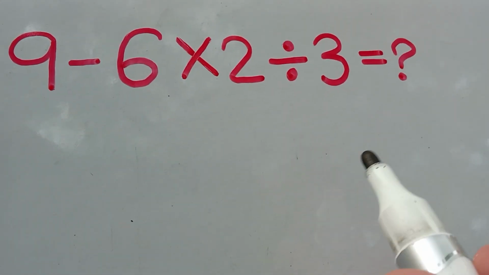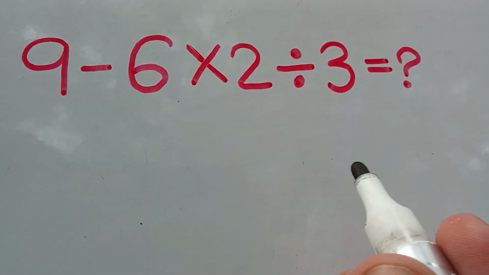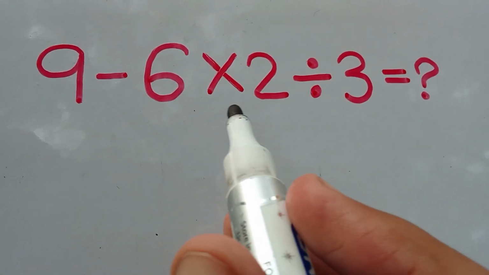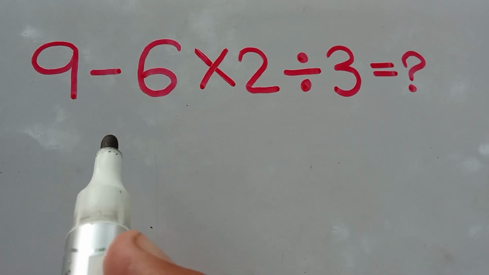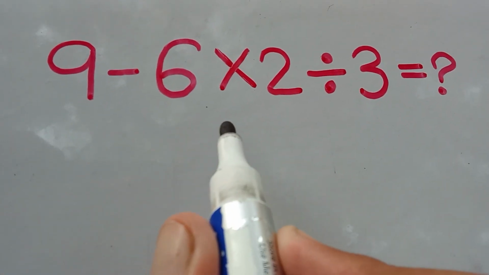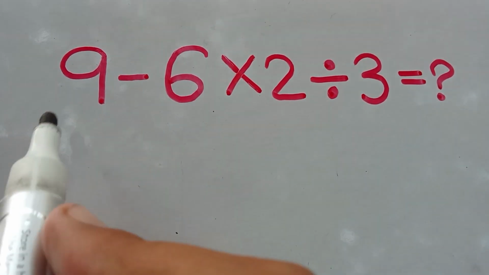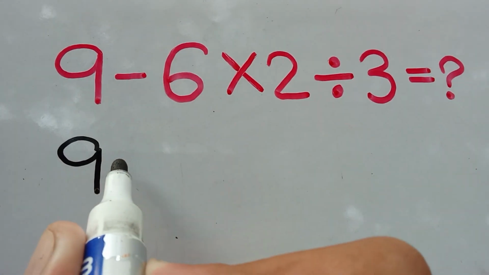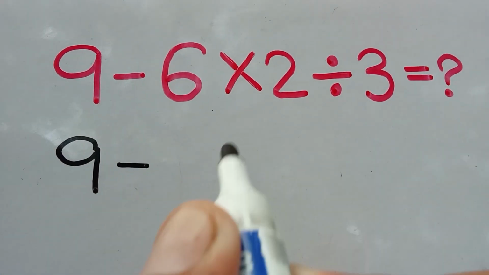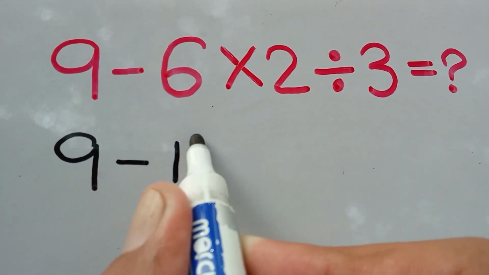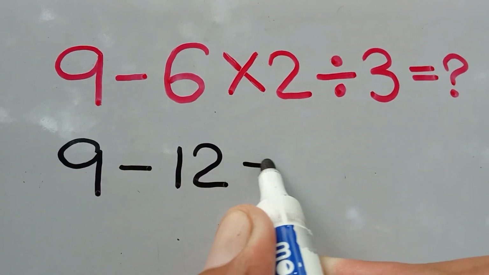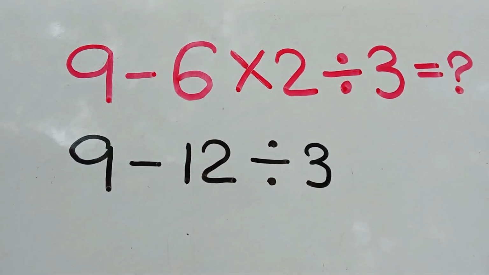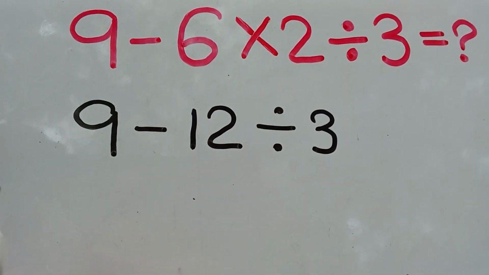So first of all guys, according to the PEMDAS rule, where multiplication and division have equal priority and we have to go from left to right. So here I can solve firstly multiplication and then division. So guys, I can write as it is 9 minus 6 times 2 equal to 12 divided by 3. Now here division has higher priority than subtraction.